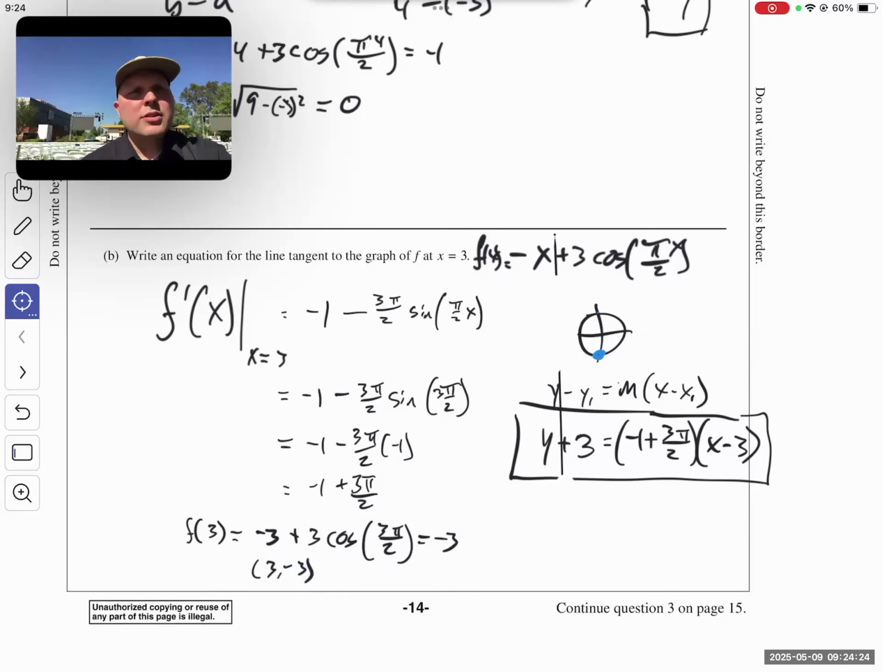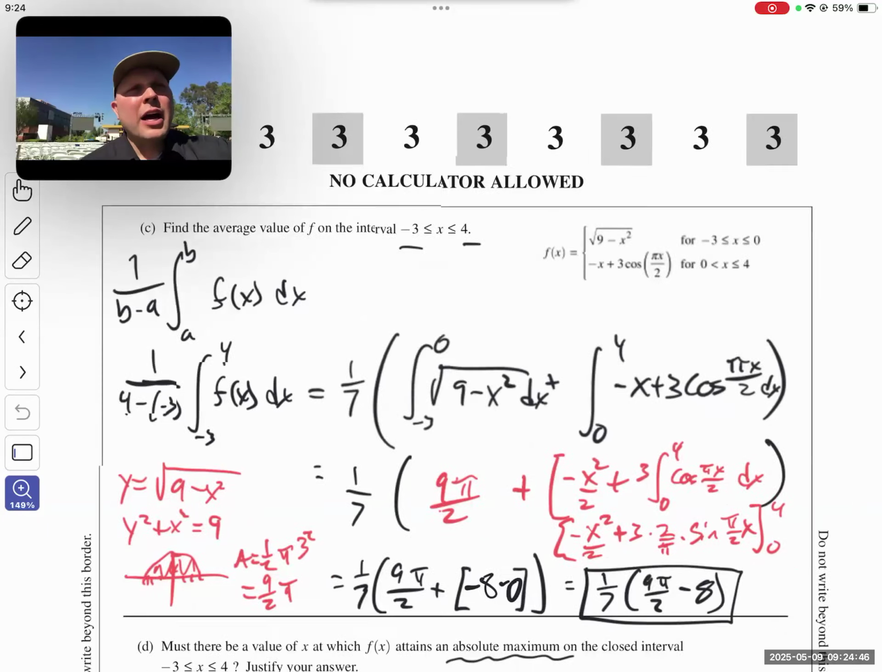We have a point. We have a slope. Let's plug it in. The point, y1 is -3. So it's minus -3, which is +3. The slope is that thing, put in parentheses. And x minus x1 is that. I know I'm going fast, but again, we'll put the longer version on Canvas if you want to watch that.